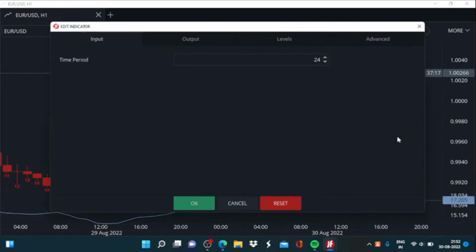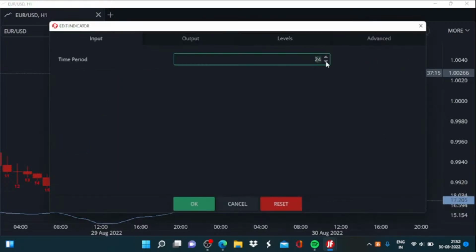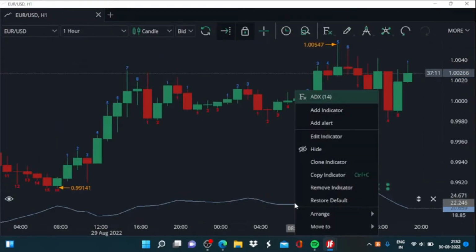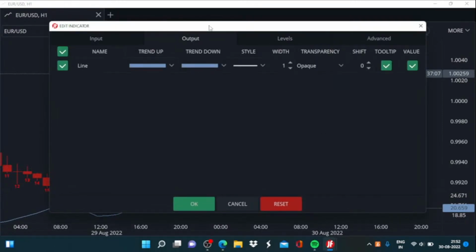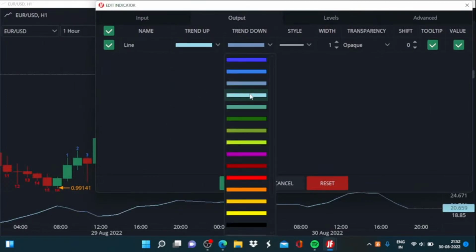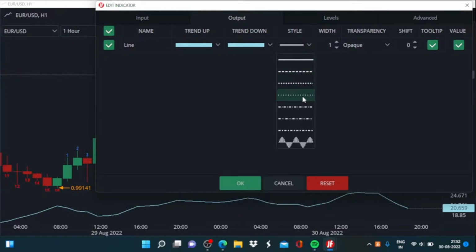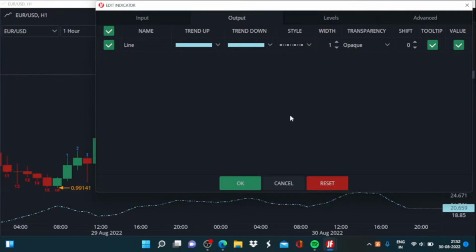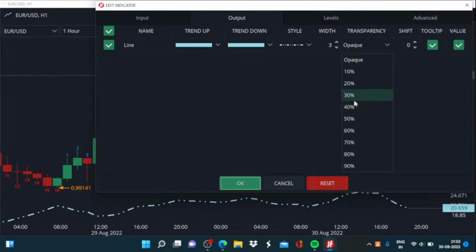Now I will restore it back to the default setting of 14, and let's consider what we can do with the output. We can style it up, we can go for different color combination. If you don't really like dull blue, then you can brighten it a bit. You can style it up, you can go for these various styling options provided on the platform. You can play around with this transparency, you can reduce it, you can increase it.